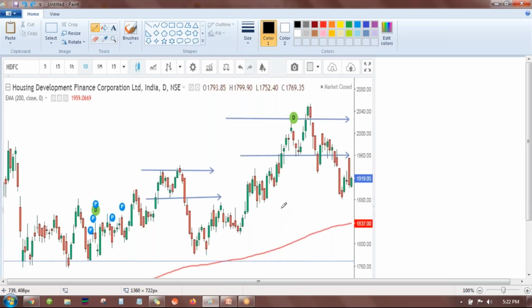So we get a first pattern here. The second pattern we are getting right here. Okay, we have seen, first of all, the gap. First point to look at.